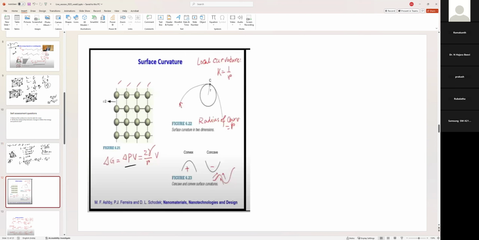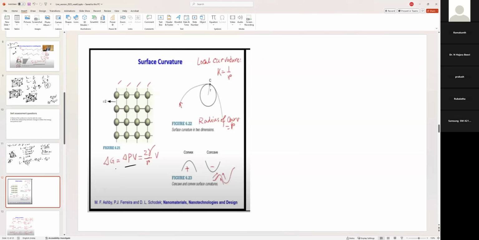Next, in the second lecture, we talked about how surface curvature affects the surface energy. So he showed how the Gibbs free energy delta G changes for a soap bubble. The same formula applies here. So delta G is the pressure difference between outside and inside times the volume. And the pressure difference for a soap bubble is 2 gamma by R.